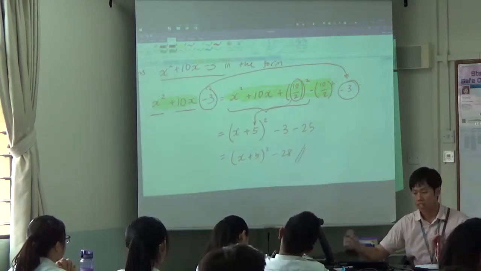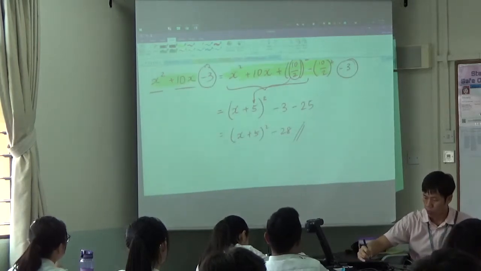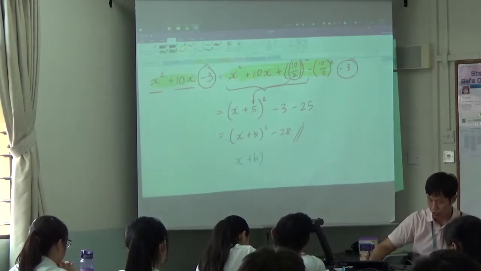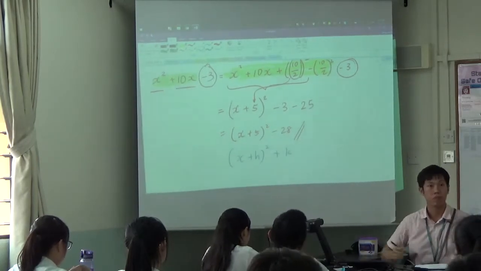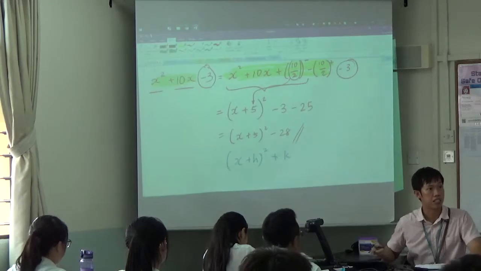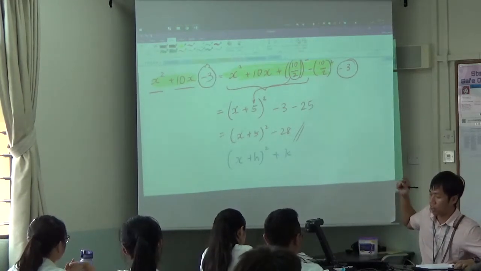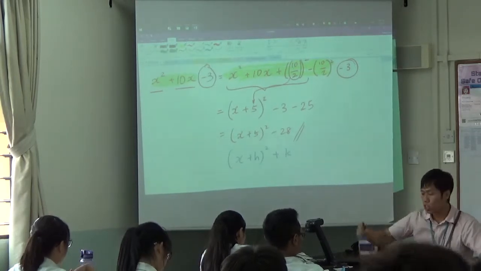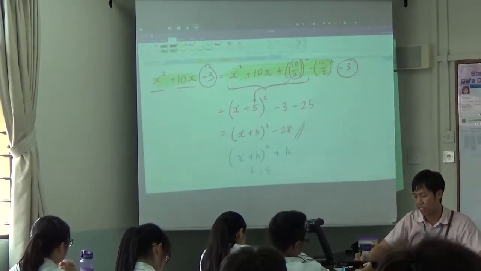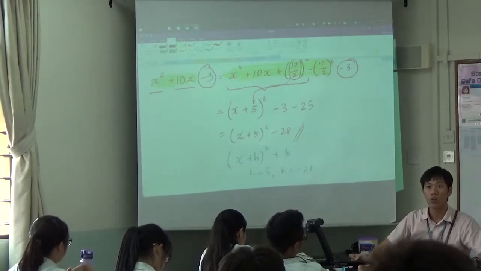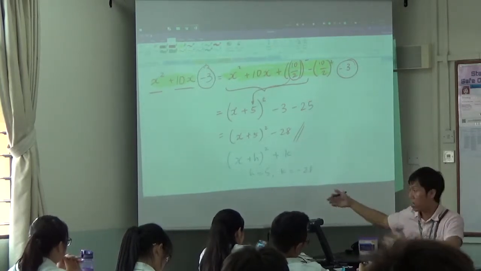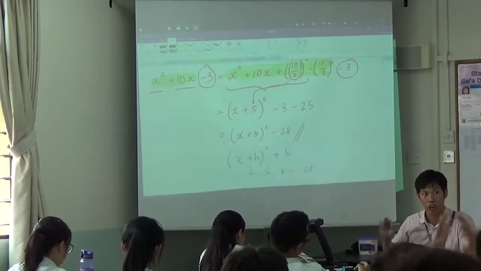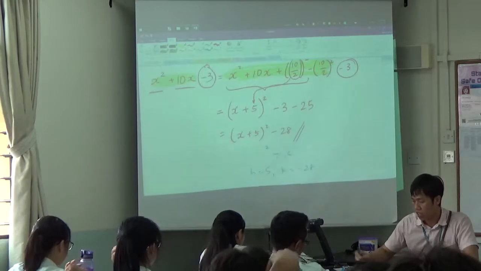That's the answer. Is this of the form that the question wanted? They wanted it in the form of x plus h square plus k. This is the form they wanted, right? Yes. Can you tell me the value of h? 5. The value of k? Yes. Do we need to write down h equals 5, k equals negative 28? No need. The question asks you to express it in a form. I have expressed it in a form. They didn't ask me for the values of h and k. So don't need to do extra steps. Now it is of the form already.